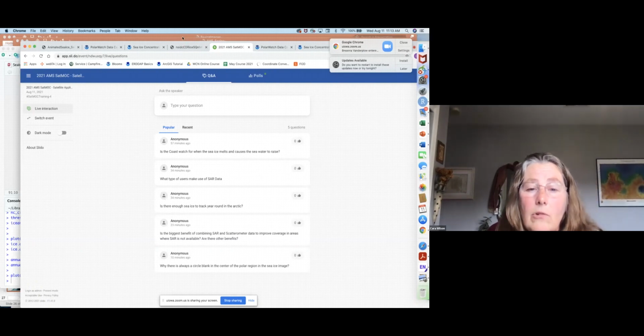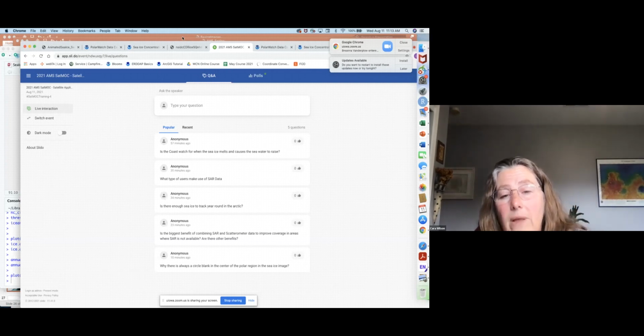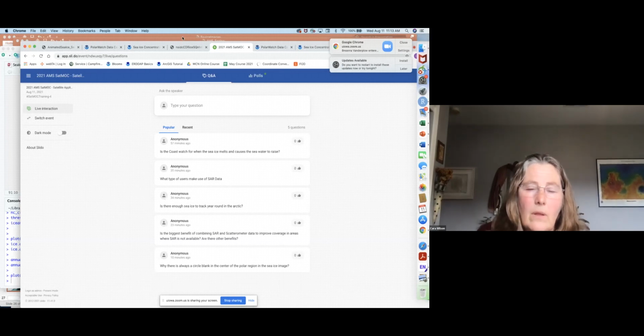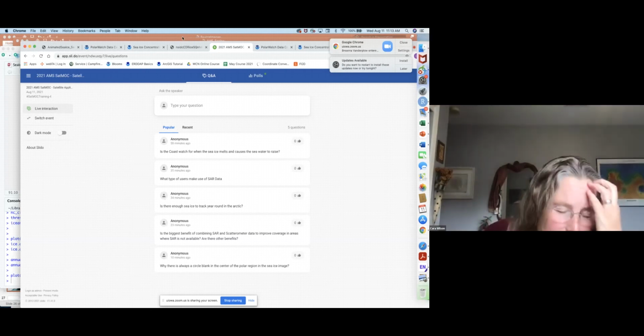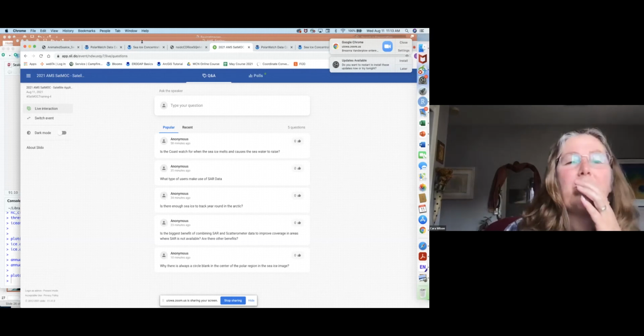Okay, why is there always a blank circle in the center of the polar region in the sea ice image? That's just a question of the gridding. When you're actually at the North Pole, at 90 degrees, it's just a question of the projection, that's all. I don't think I'm explaining that very well. Does that make sense? Chris, do you want to help me out here?